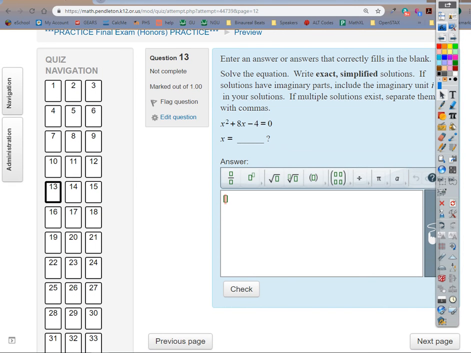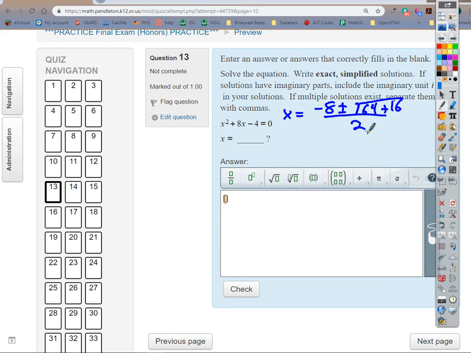Same thing, they want you to find all roots. I mean, what are we going to do here? Doesn't factor, right? So this would be another quadratic formula one. So we would get x equals negative 8 plus or minus square root of 64 minus 4 times 1 times negative 4, so 64 plus 16, all over 2.